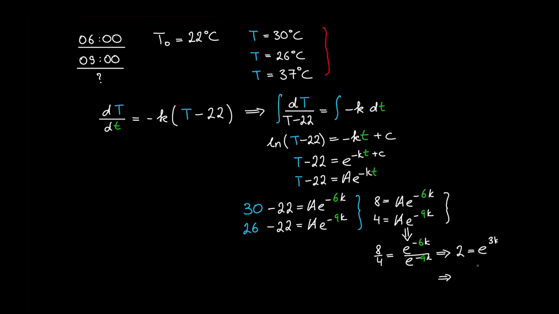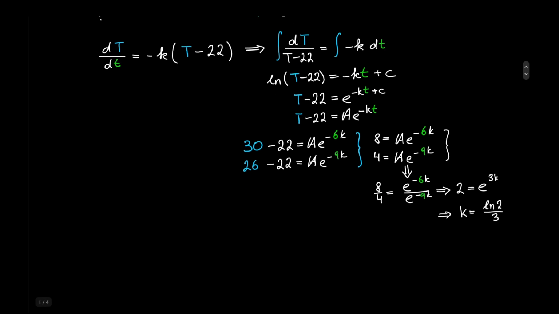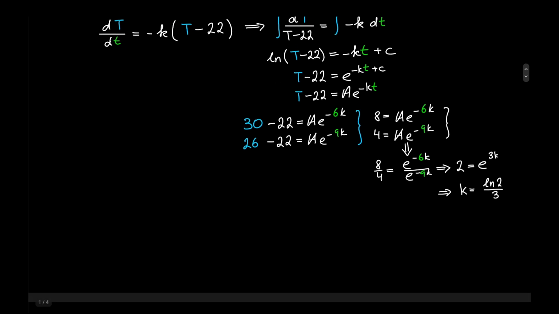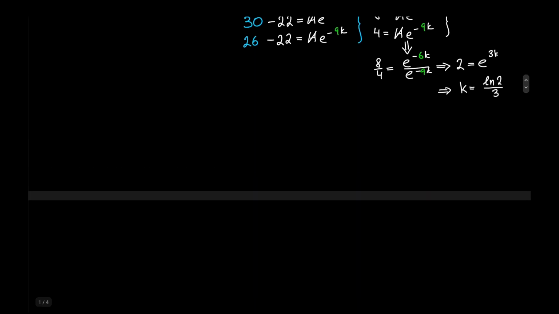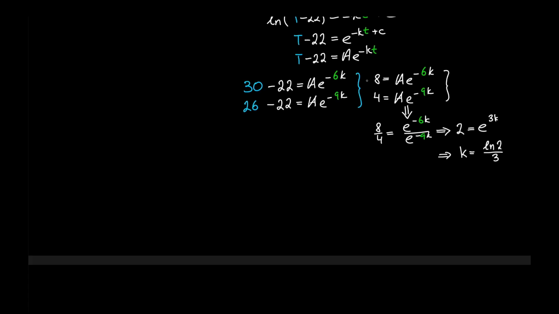And finally, you can solve this, because k is just going to be equal to the natural log of 2 divided by 3. So now that we have the proportionality constant, we can actually use it to find the value of A. We can use either one of the equations that we have up here. Let's say we use the first one with the negative 6k.